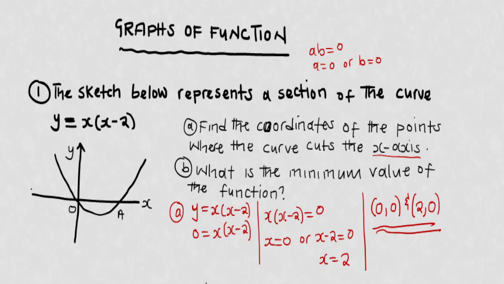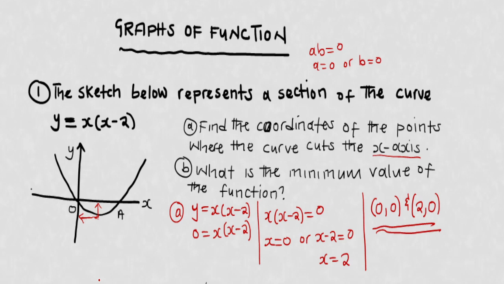What is the minimum value of the function? Now, what do you think is the minimum value of the function? The minimum value of the function is at the turning point. This value of y here at the turning point, of which I don't know what value it is, is the minimum value. At the turning point we have x and y, but the value of y is the minimum value. So we have to find the value of y. But how are we going to find the value of y there?